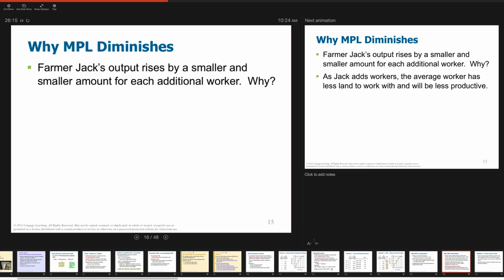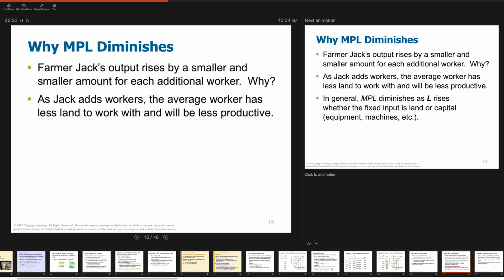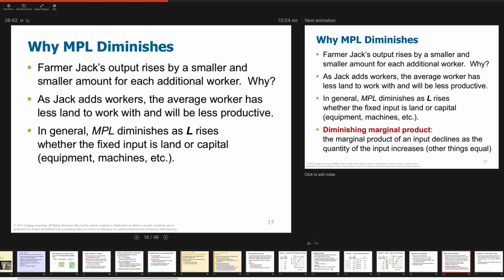Okay. So, you've been asking this question: why does his MPL go down the more workers he gets? Each worker has less land to work with. By the time we have 5 workers on 5 acres, each worker's only working 1 acre of land. So maybe 1 acre of land is only capable of producing 600 bushels.